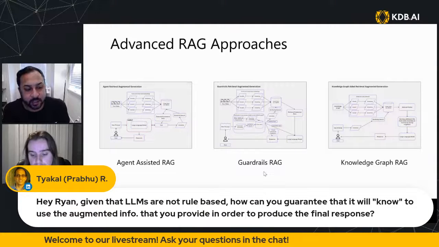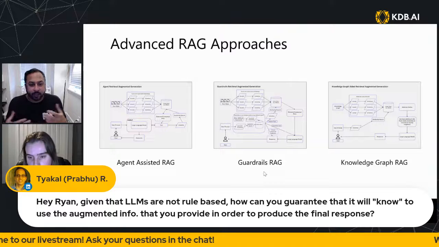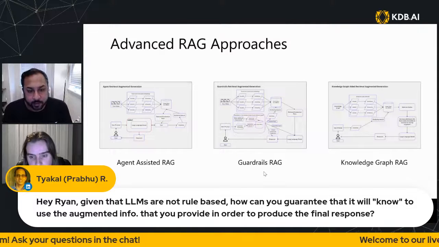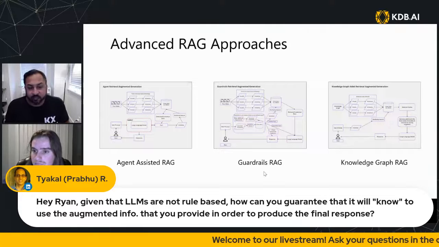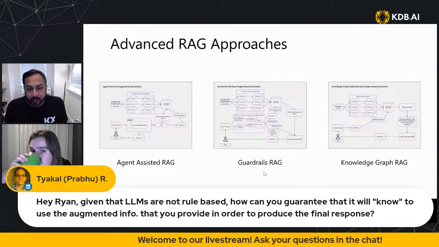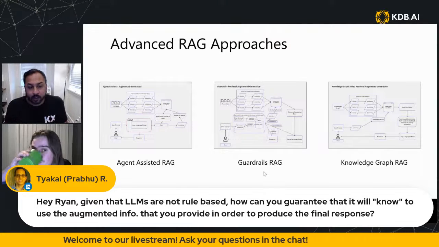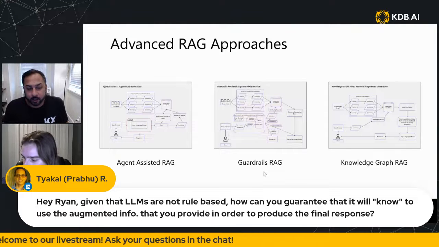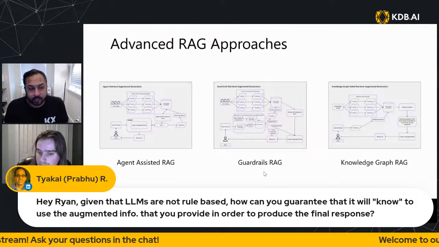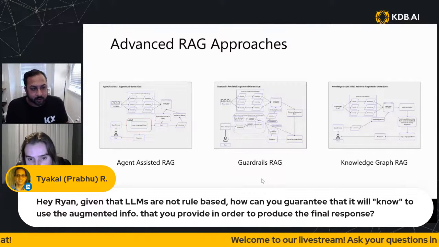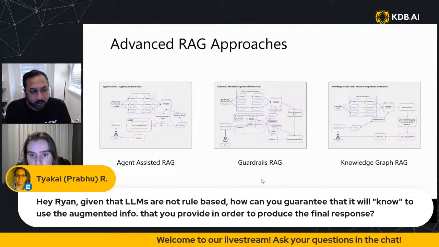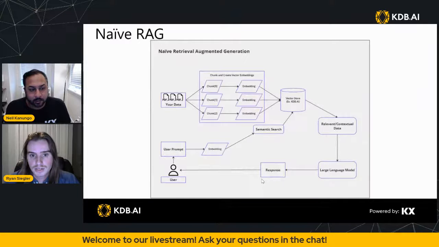So probably was asking, and I think you kind of just discussed this a little bit, but maybe just reiterate. So the question was, given the LLMs are not rule based, how can you guarantee that it'll know to use the augmented info that you provide in order to produce the final response? How does the LLM know? And I think you talked about that with some of these different approaches, but if you want to highlight a general approach again.